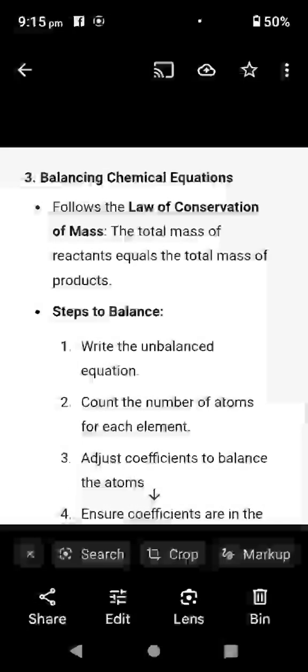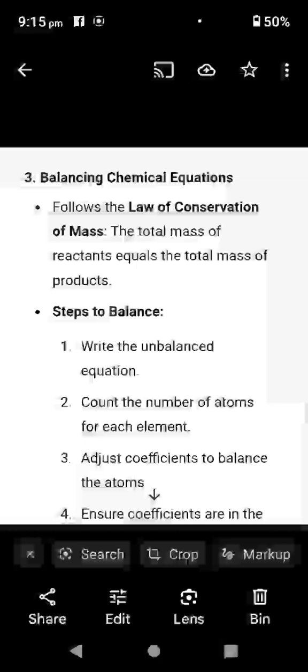Next is balancing a chemical equation. It follows the law of conservation of mass, and the law of conservation of mass says that the total mass in the reactant and in the product side must be equal. For example, if in the reactant side there is one carbon atom, then in the product side there is also one carbon atom, and if there are two carbon atoms in the reactant side, there must be two carbon atoms in the product side.